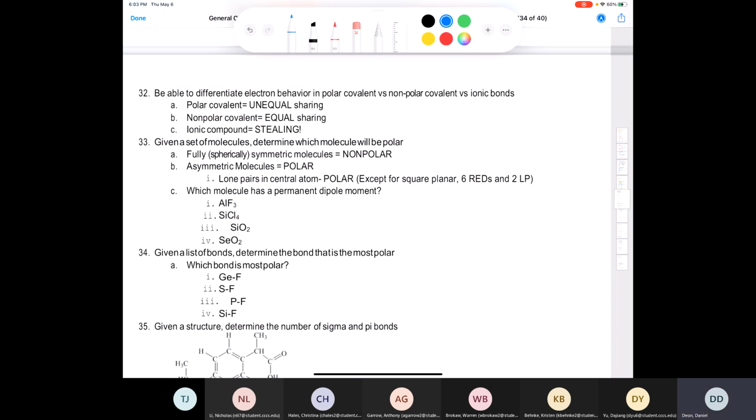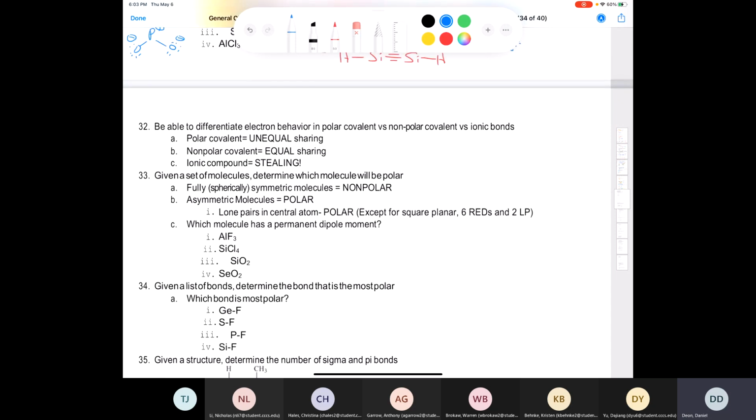Okay, number 32. Be able to differentiate electron behavior in polar covalent versus nonpolar covalent versus ionic bonds. We went over the general concept here that when you have a nonpolar covalent bond, this is when your difference in electronegativity is going to be less than 0.4. If you have something that's ionic, generally your difference in electronegativity between the two elements will be greater than 2. And then if you're somewhere in the range of a delta EN of 0.4 to 2.0, then it's going to be polar covalent.